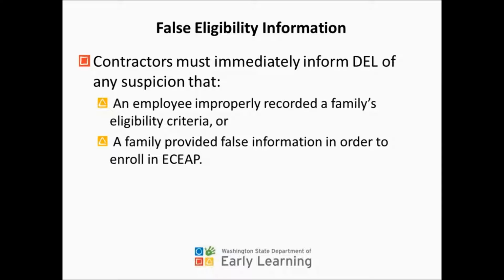Now we move on to false eligibility information. In the contract, it says that contractors must immediately inform DEL of any suspicion that an employee improperly recorded a family's eligibility criteria, or that a family provided false information in order to enroll in ECAP.